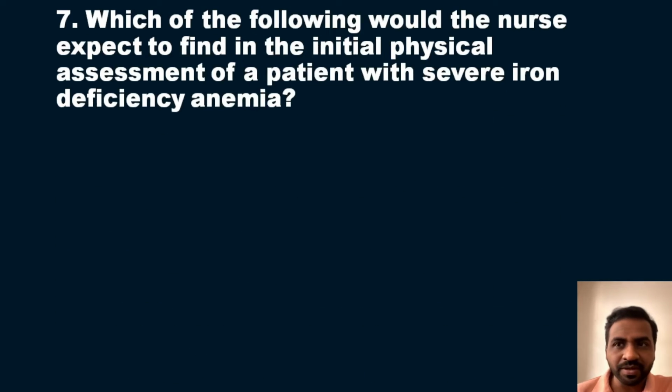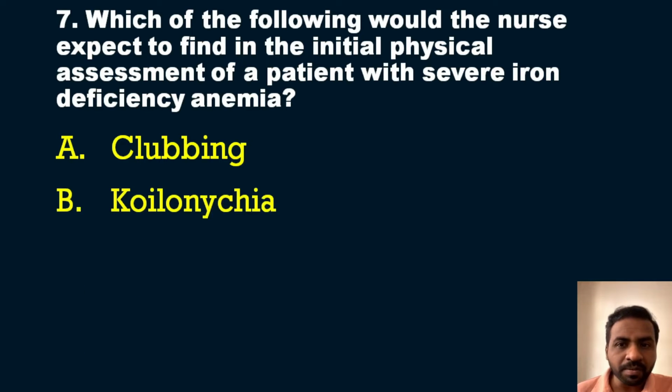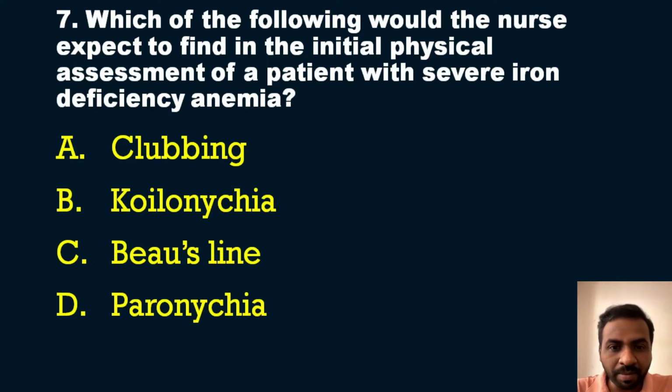Moving on to the seventh question in our series. Which of the following would the nurse expect to find in the initial physical assessment of a patient with severe iron deficiency anemia? The options are option A, clubbing; option B, koilonychia; option C, Beau's line; and option D, paronychia. So in the nails of the patient, what can be seen if the patient has severe iron deficiency anemia? That is the question for you.